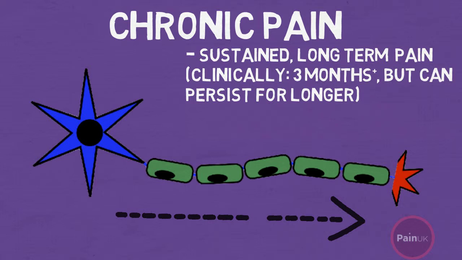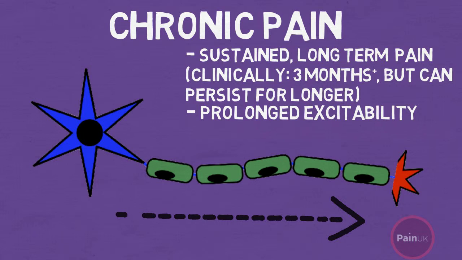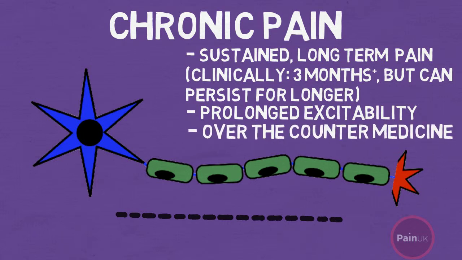It is caused by dysfunction of the nervous system, whereby there is prolonged excitability of pain-transmitting neurons. This means that an individual feels pain for a much longer period of time. Those with chronic pain cannot manage their condition with over-the-counter medication like ibuprofen or paracetamol, and may take medication such as antidepressants and opioid analgesics like morphine and other treatment approaches to help manage their condition.